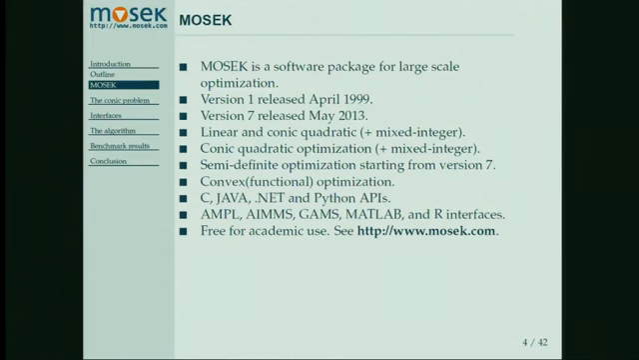We have interfaces for C, Java, .NET, and Python, and there are also interfaces to MOSEK from the modeling languages AMPL, AIMMS, GAMS. You can use it from MATLAB and R. Not all features are available in all modeling languages. For instance, you cannot use the semi-definite functionality from any of AMPL, AIMMS or GAMS.